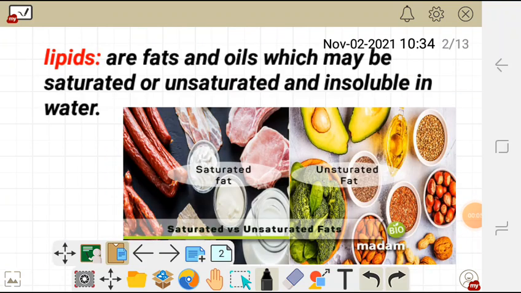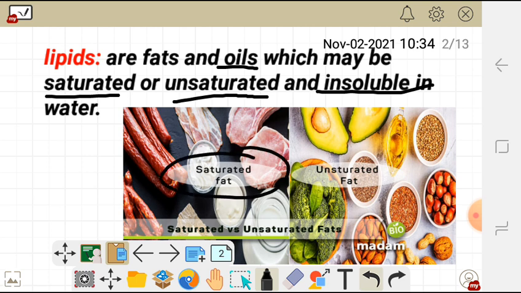Lipids by definition are fats and oils which may be saturated or unsaturated, and they are insoluble in water, meaning they don't dissolve in water. Saturated fats or lipids are found in animal products, and unsaturated fats are found in plant products.